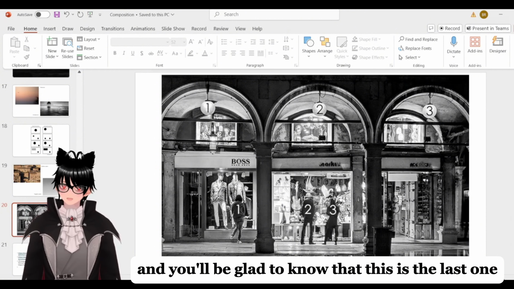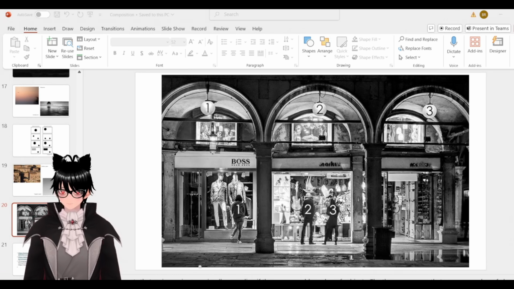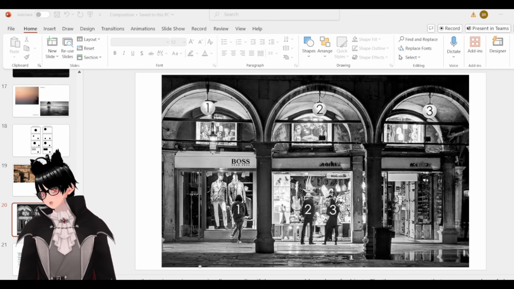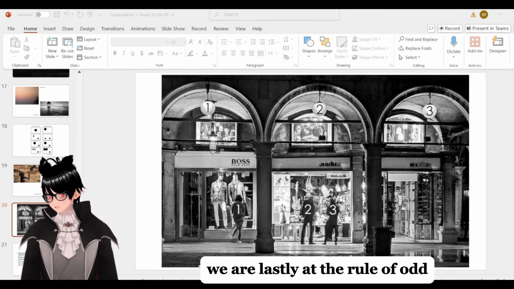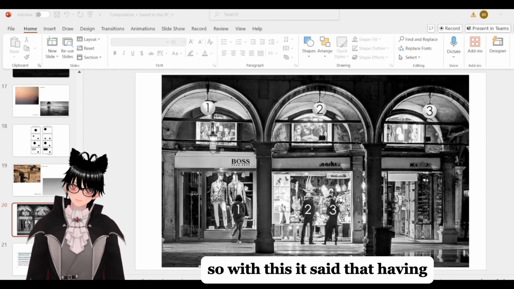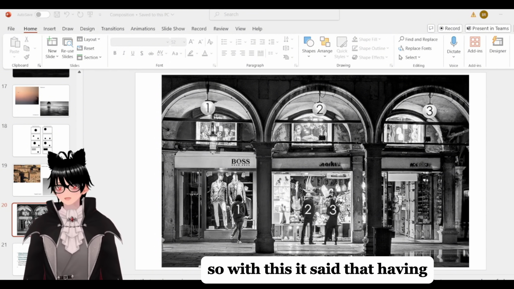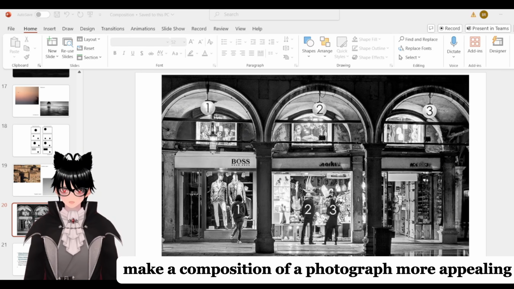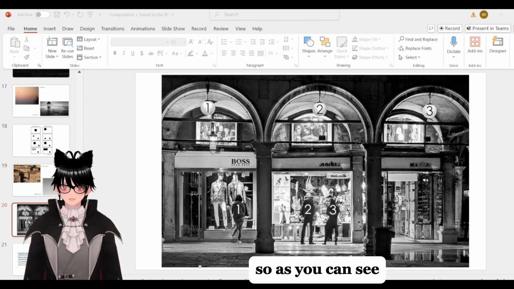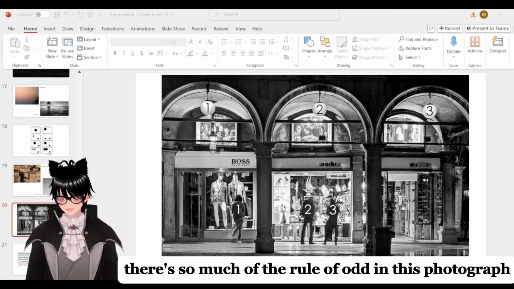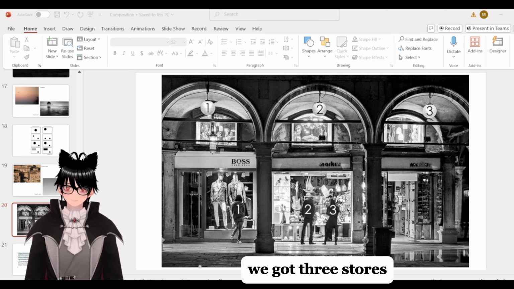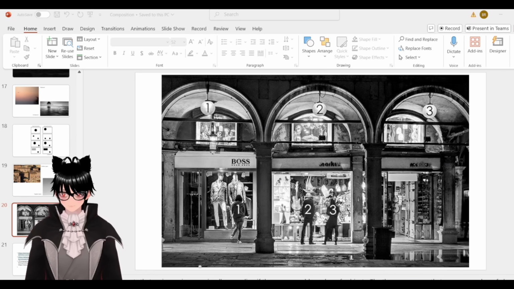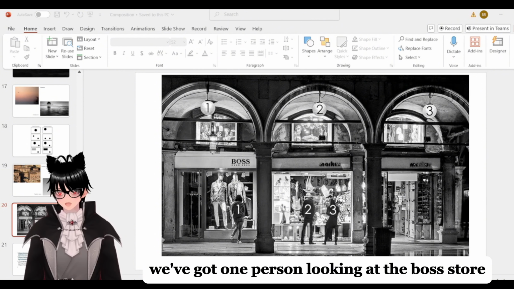And you'll be glad to know that this is the last one. We've made it, people. We are lastly at the rule of odds. With this, having odd amounts of things makes the composition of a photograph more appealing. As you can see, there's so much of the rule of odds in this photograph. We've got 3 stores, and 1 person looking at the Boss store.